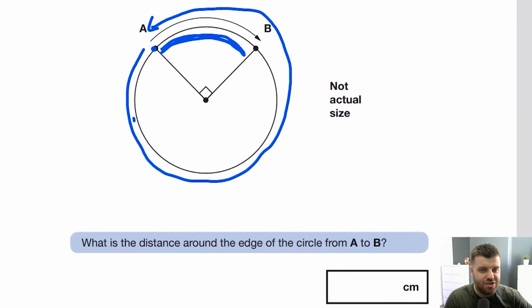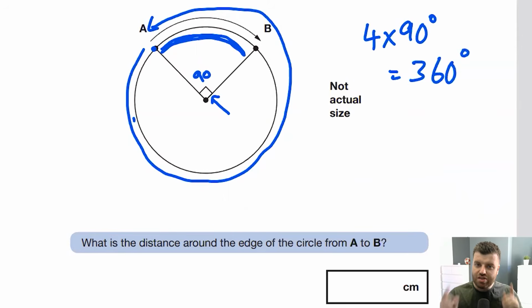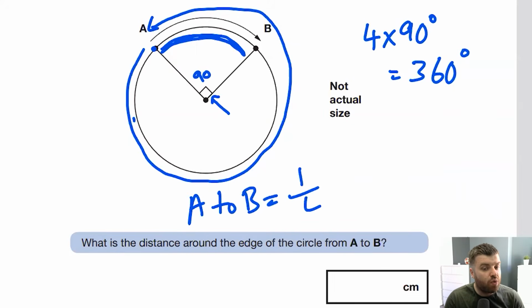Aha. And you'll notice something. Look at this right angle. That is giving us a hint. We know that a right angle is 90 degrees. And we know that there are 4 lots of 90 degrees, 4 right angles in a whole turn. So what that is telling us is A to B is 1/4 of the total circumference.